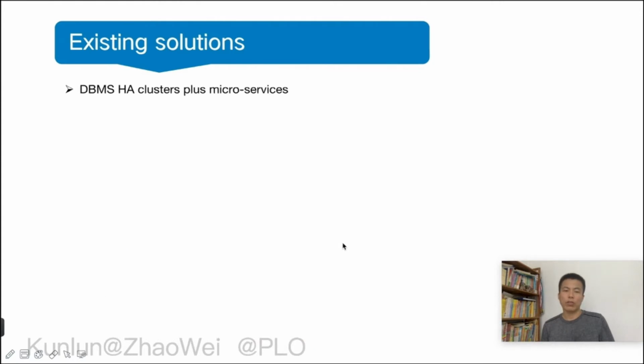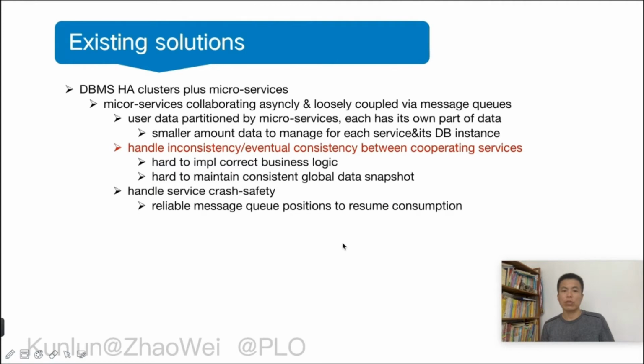A third typical solution is to use multiple DBMS HA clusters plus microservices. In such solutions, an application is divided into multiple microservices, collaborating asynchronously and loosely coupled via message queues. By doing so, user data is partitioned by microservices. Each service has its own part of data. But the problem is that in the application, developers have to handle inconsistency and eventual consistency between cooperating services. And they have to handle service crash safety.